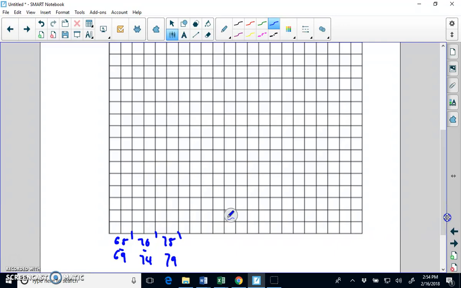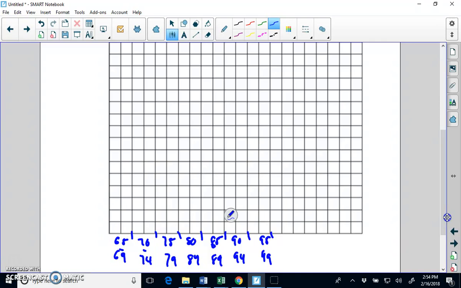The next range would be 80 to 84. The next range would be 85 to 89. The next range would be 90 to 94. And the last and final range would be 95 to 99, because you can't get higher than 100. There's no one with 100. So those are the bin sizes. You could have picked a bin size of 2 if you wanted, or a bin size of 3.